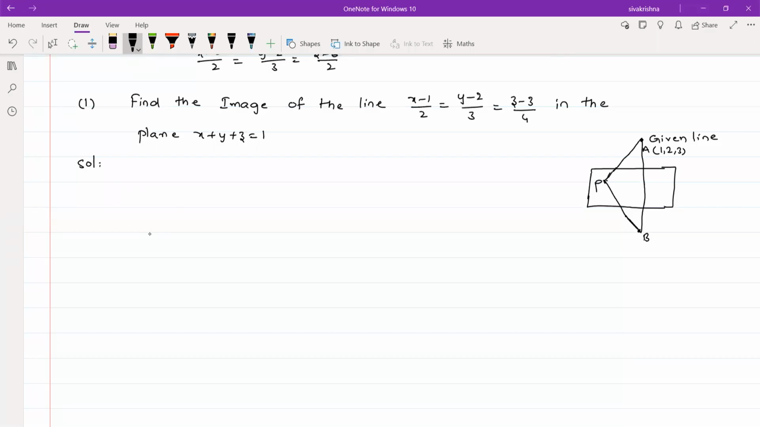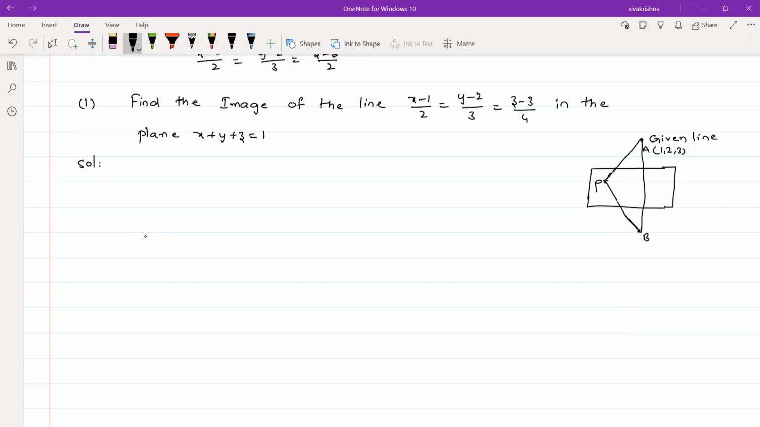Hello students. So today I am going to discuss how to find the image of the line in the plane. In our previous class, we have already discussed how to find the image of the point in the line as well as in the plane. Now we have to find the image of the line in the plane.